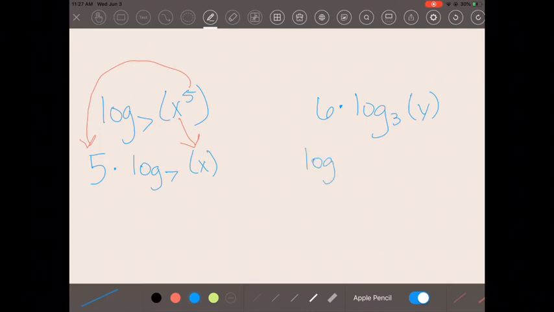The last logarithm we have is 6 times log base 3 of y. We're going to have to condense this equation to log base 3 of y to the 6th power. We can see the 6 being brought from the front of the equation down to the exponent on y.